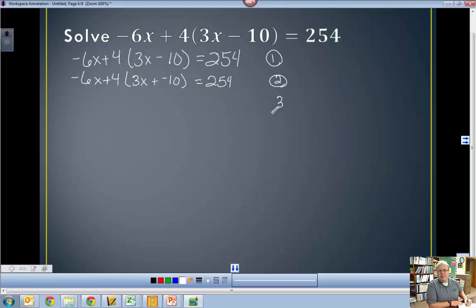Step 3. Do I have parentheses? I do. So I'm going to use my distributive property. Remember, all that simply means is I'm going to take this 4 times this 3x, and this 4 times this negative 10. So I have 6x plus, well, 4 times 3 is 12, so I have 12x, plus 4 times a negative 10 is a negative 40.